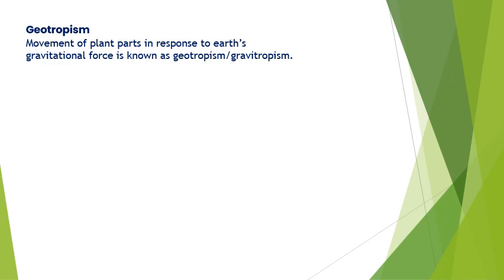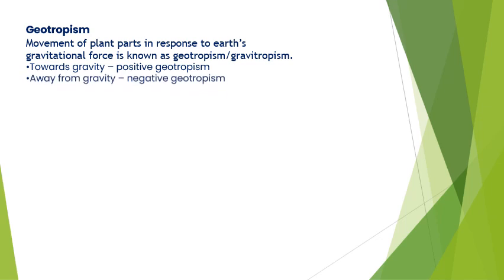So geotropism is also known as gravitropism. Why is it called gravitropism? Because it is the growth response of the plant and its parts to the force of gravity. Gravity in the sense of the earth, so it mainly responds to the earth's gravitational force. That is why it is known as geotropism, or we can say gravitropism.